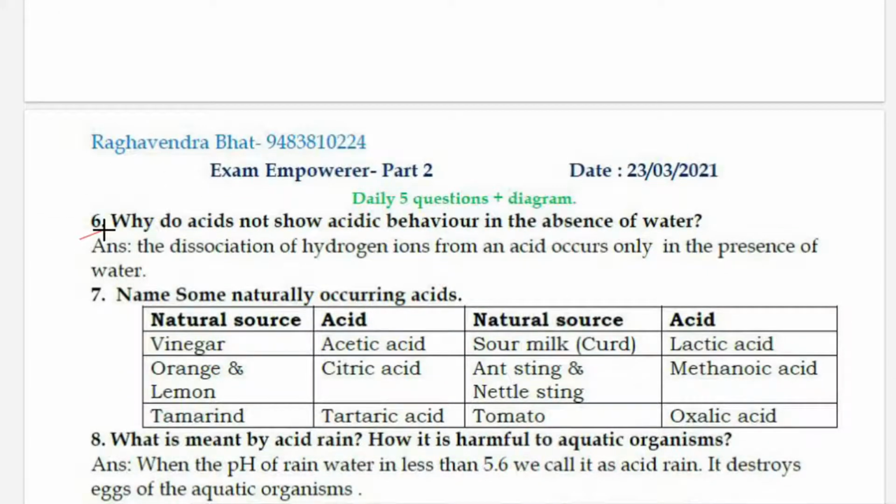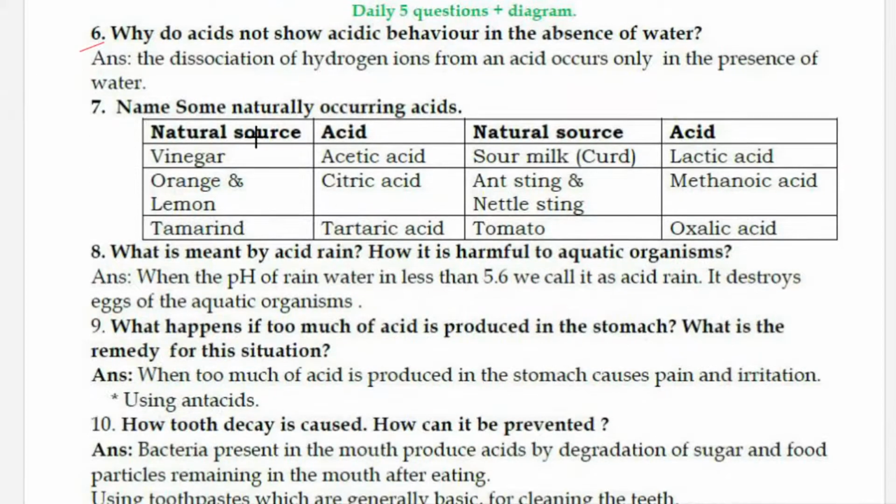Question number 6. Why do acids not show acidic behavior in the absence of water? The dissociation of hydrogen ions from an acid occurs only in the presence of water. Question number 7. Name some naturally occurring acids.